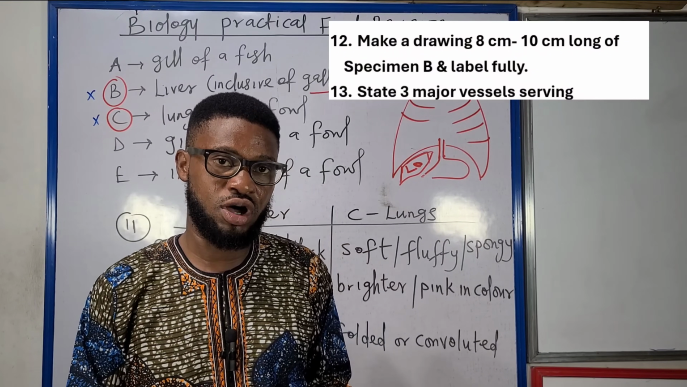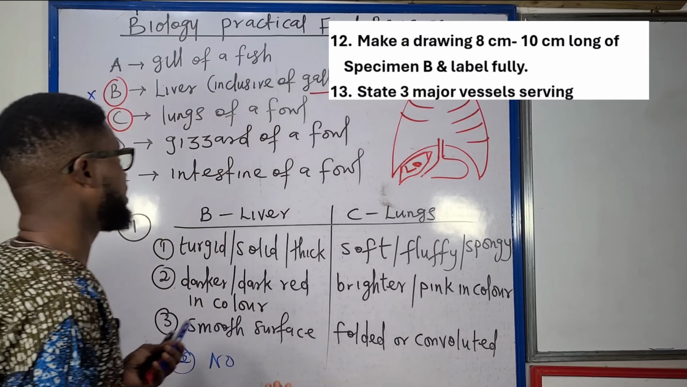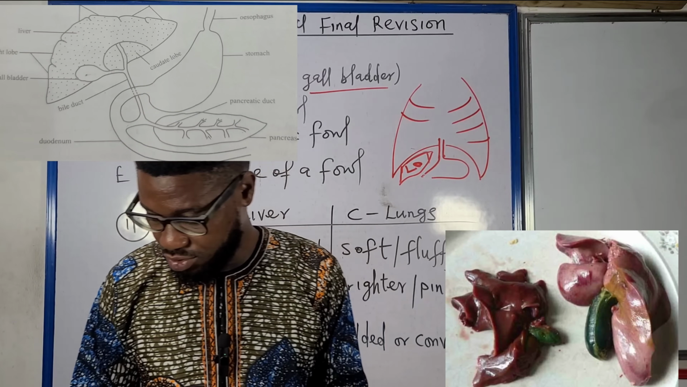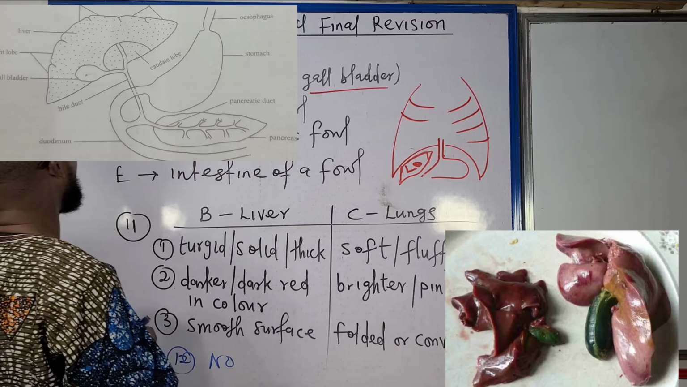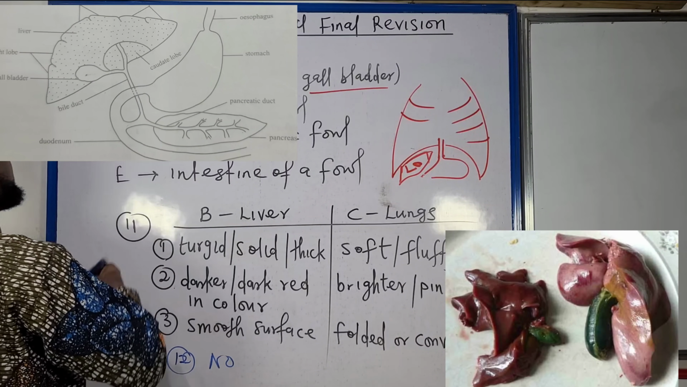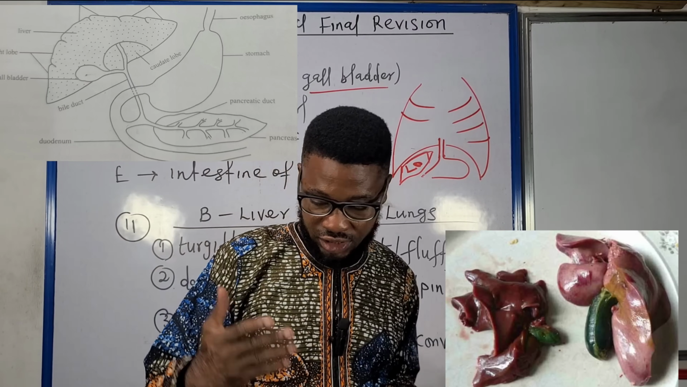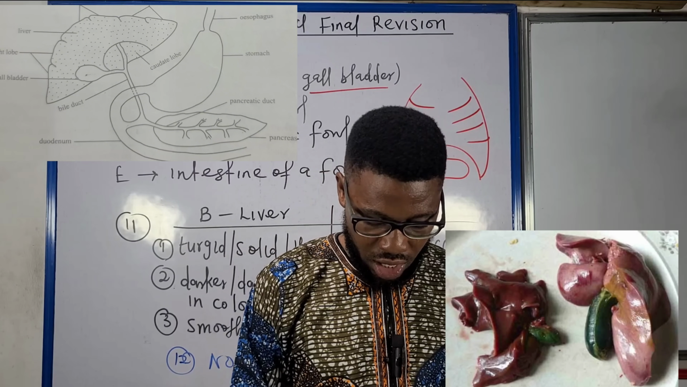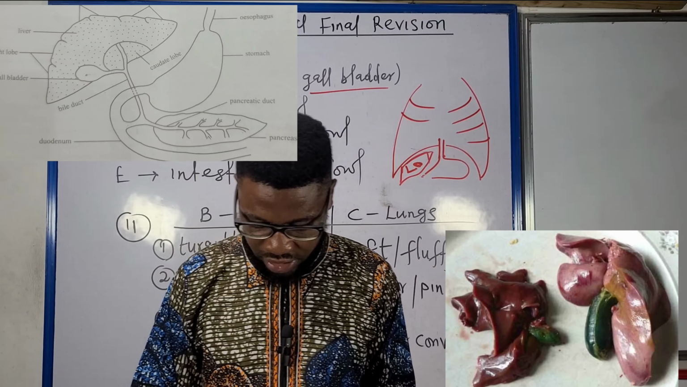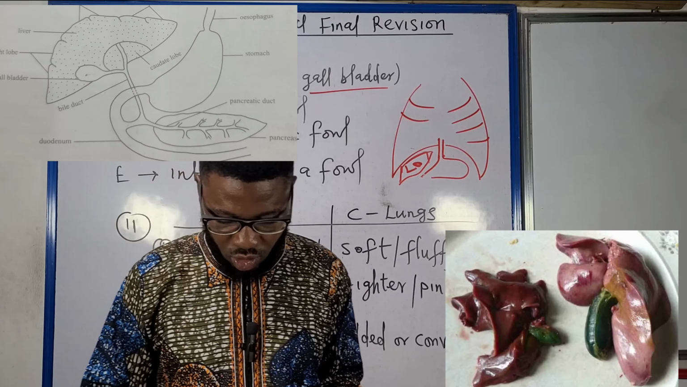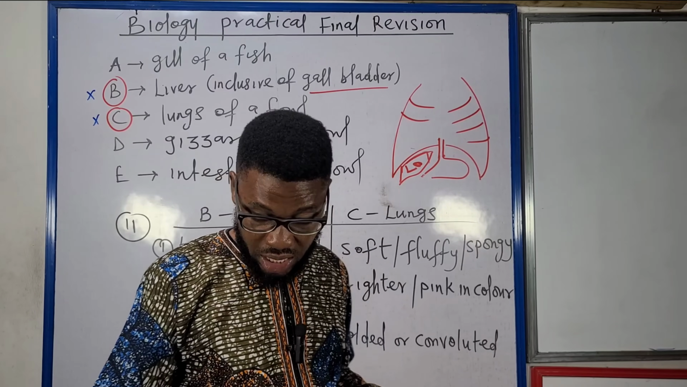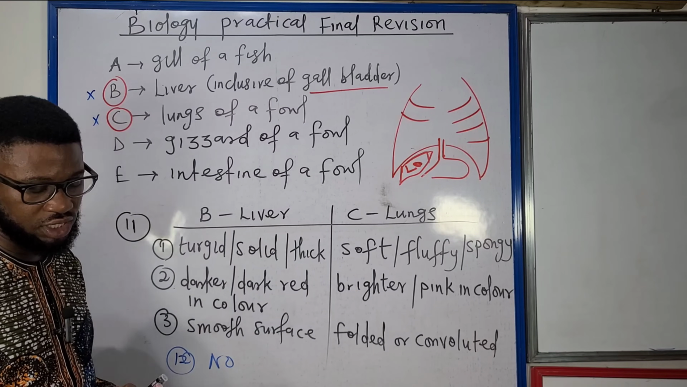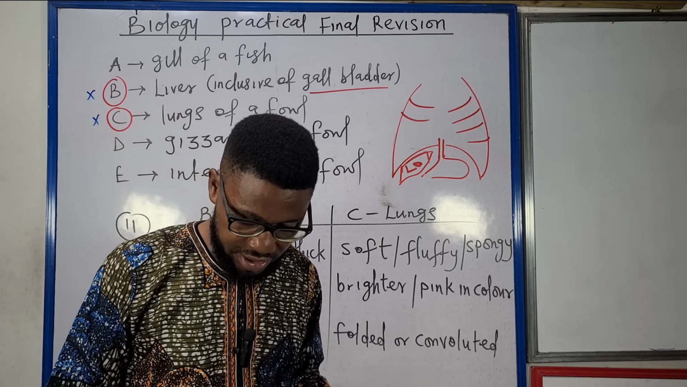you can see on your screen the diagram of a liver with the gallbladder intact. But I personally do not believe you will be told to draw specimen B. For those who want to practice that drawing, you have it on your screen, showing the gallbladder, the right lobe, the median lobe, the left lobe. Not much to label, but should you want to draw it, you can quickly practice that.